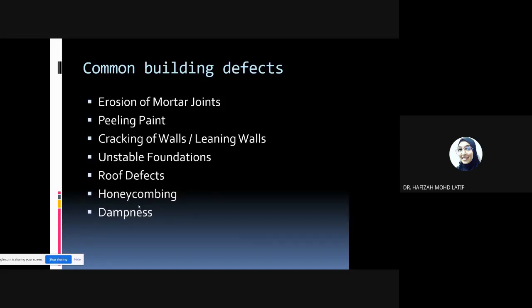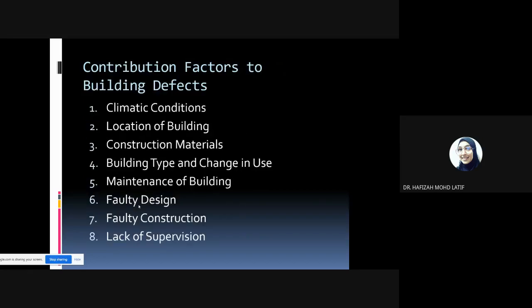Ones are erosion of mortar joints, peeling paint, cracking of walls, unstable foundations, roof defects, honeycombing, and dampness. So all of these defects, whatever defects you can find in a building, there are basically 8 factors that can contribute to the defects. The first one is because of the weather. The second one is because of the location of the building. Third one is construction materials, building types, maintenance, design during construction, lack of supervision, post-construction. Post-construction is the maintenance, right?